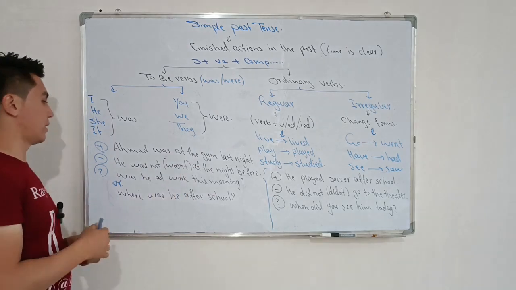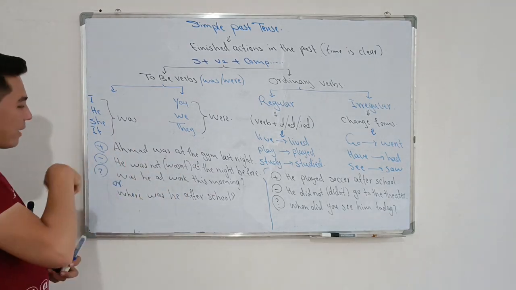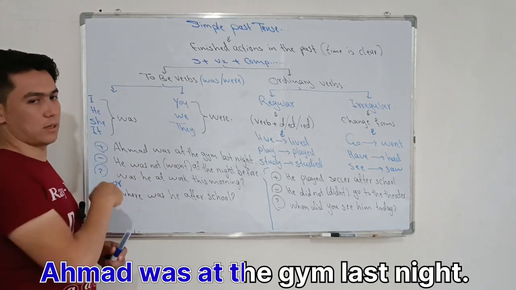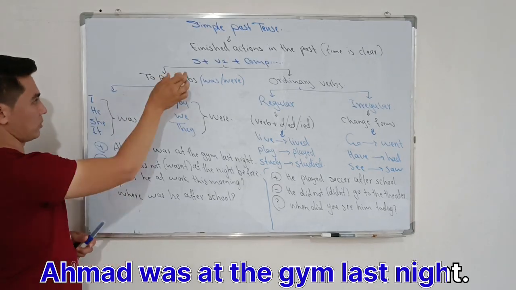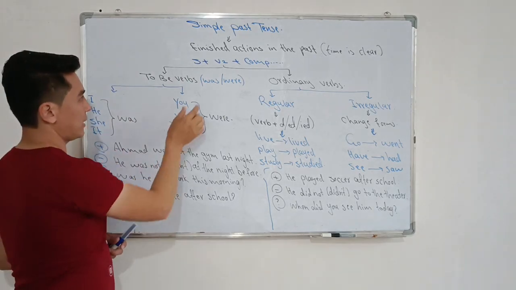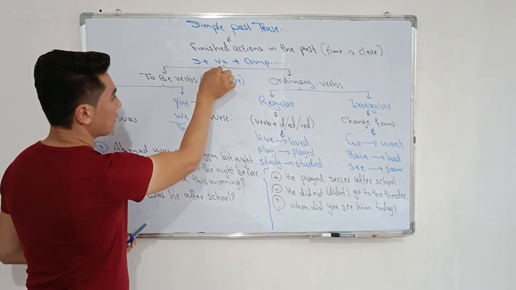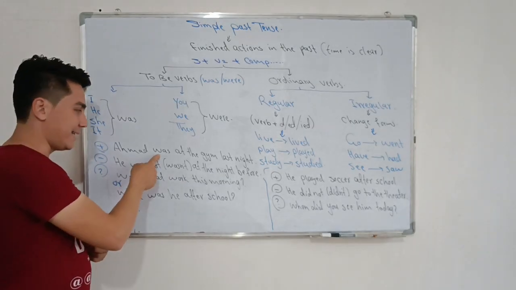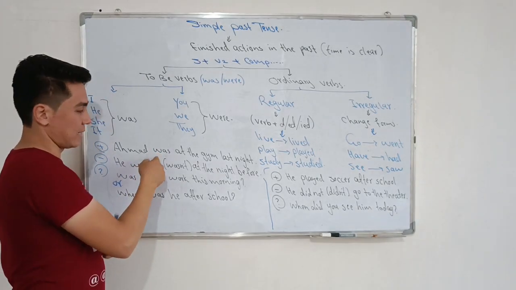We can also look at the example that I have written on the board here. Ahmad was at the gym last night. See, the time is clear. Ahmad is the subject of this sentence, and was is the to-be verb. It is the second form of the verb. The base form of this to-be verb is "is." So we have Ahmad is in the present time.